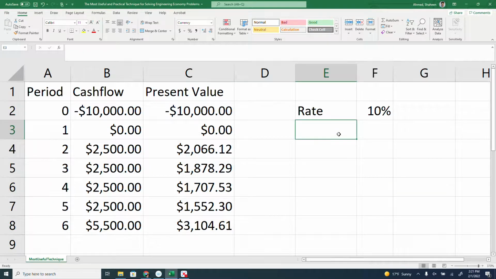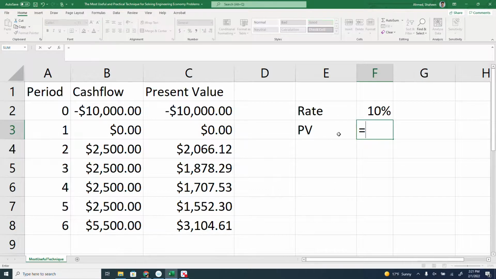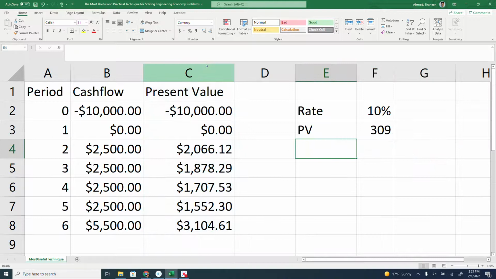Now, the total present value, you can calculate simply here by summing up this column. That will give you the total present value, which is 309, a positive value, meaning that at a 10% rate, this is a good investment.